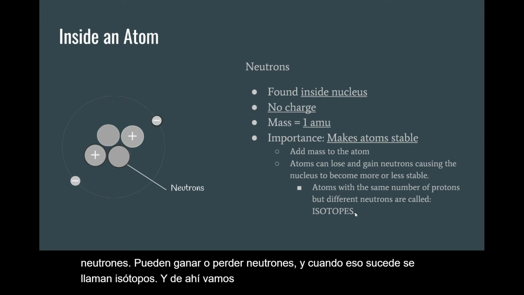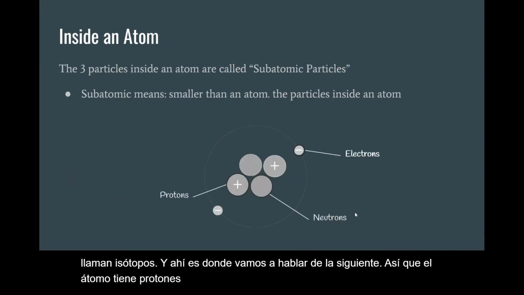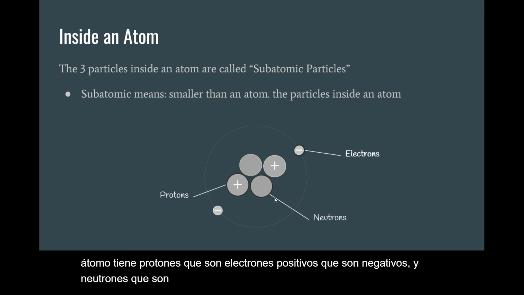So, the atom has protons that are positive, electrons that are negative, and neutrons that are neutral. And these are my subatomic particles.